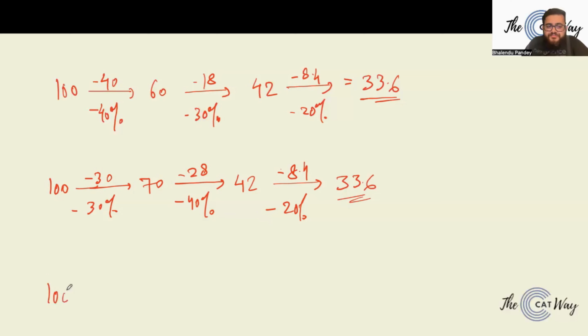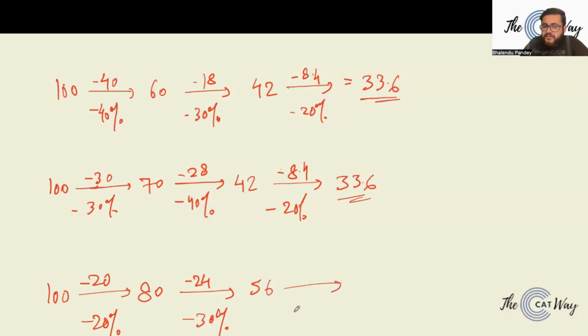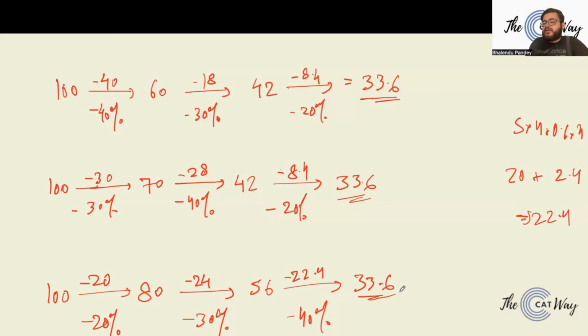Coming to the third shopkeeper. He is first offering you 20, 30 and then 40. So 20% of 100 is 20. That is gone. You are left with 80 rupees. Another 30% means 10% of 80 is 8, 30% would be 24. 24 is gone. You are left with 56. Now 40% of it. 10% is 5.6, 40% would be 5.6 into 4. So 5 into 4 plus 0.6 into 4. 5 into 4 is 20, 0.6 into 4 is 2.4. Another 22.4 is gone. After that, check with your calculator, you'll still arrive at 33.6.